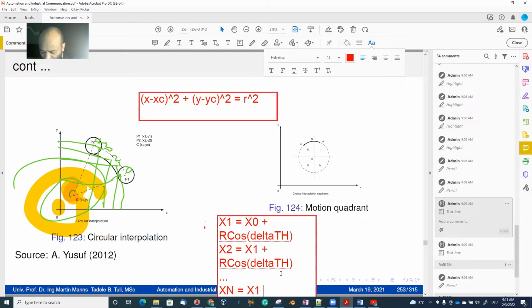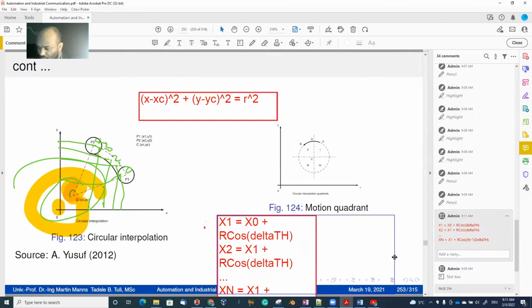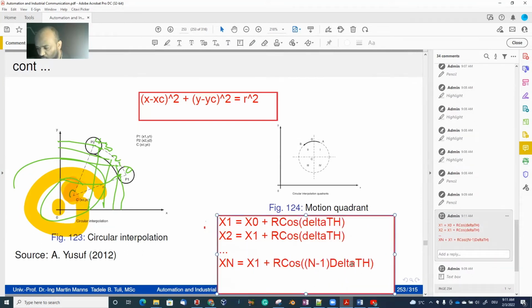x1 plus r cos (n minus 1) delta theta. Maybe, I don't know, maybe you like it, maybe you don't like it. Just let me put my proposal, okay, like this. Just now, I think it could work like this.